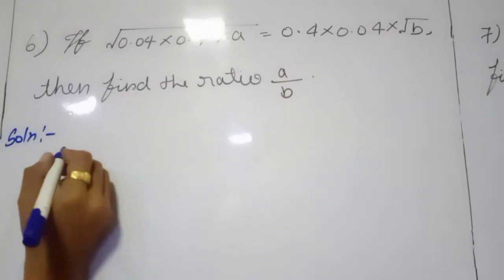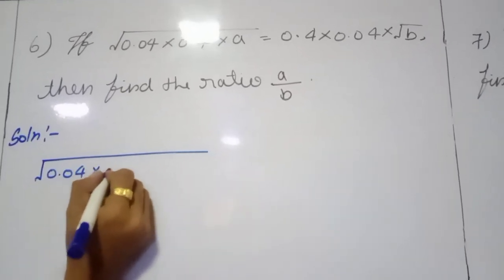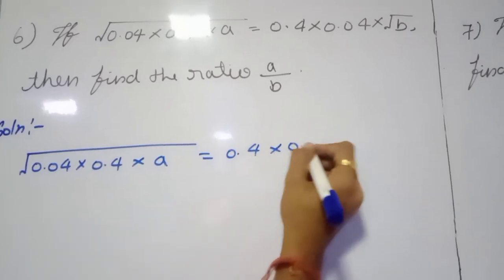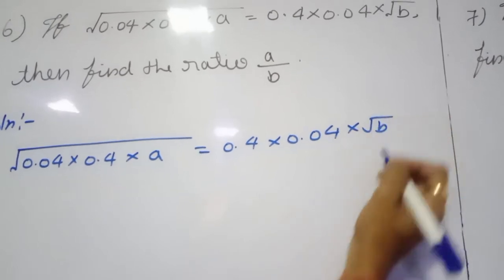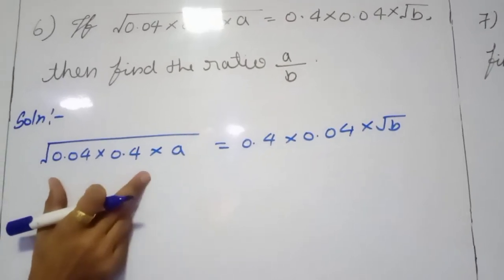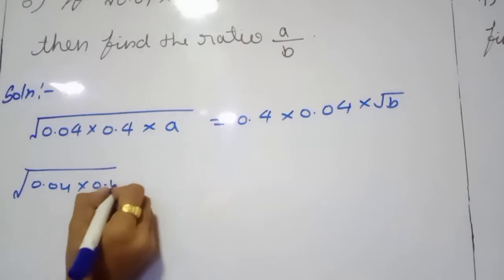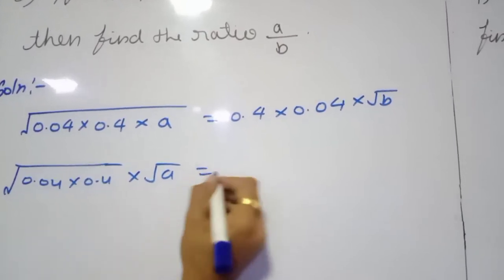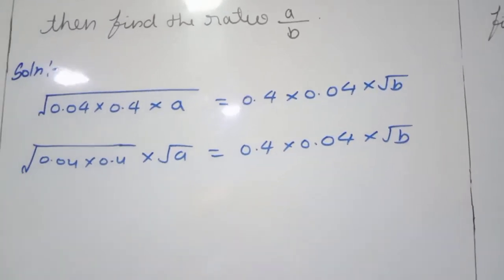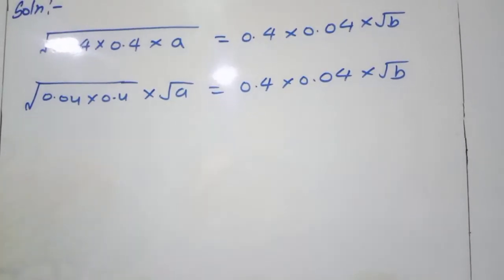Just write it first. What do we have? We have root of 0.04 into 0.4 into a is equal to 0.4 into 0.04 into root b. That we have. So if I am talking about this, can we write this like 0.04 into 0.4 into root a is equal to 0.4 into 0.04 into root b? Yes. Because whenever we are finding anything, that should be in our mind.